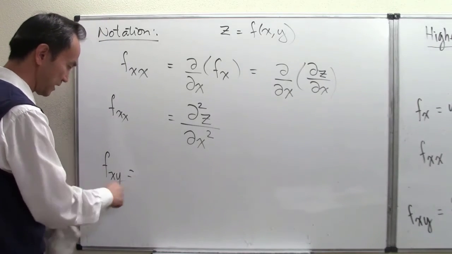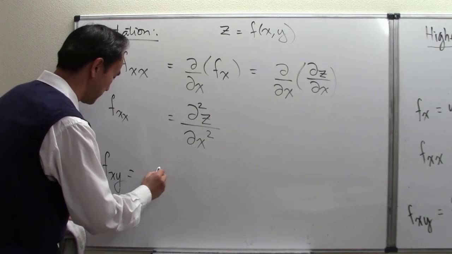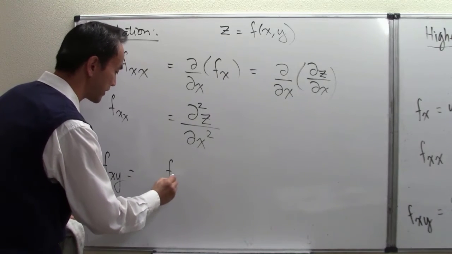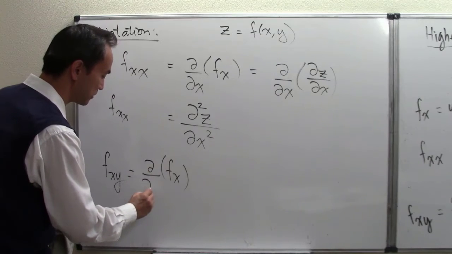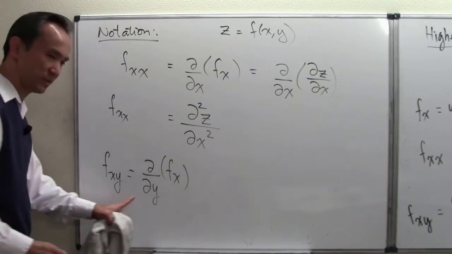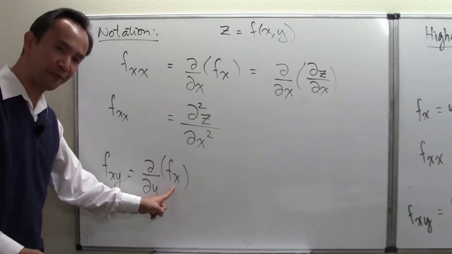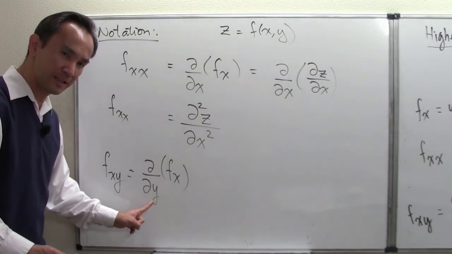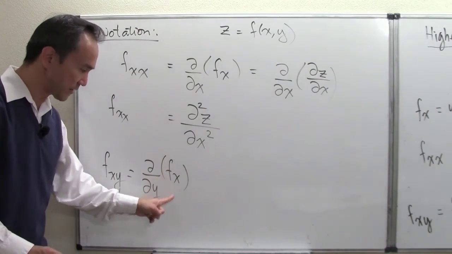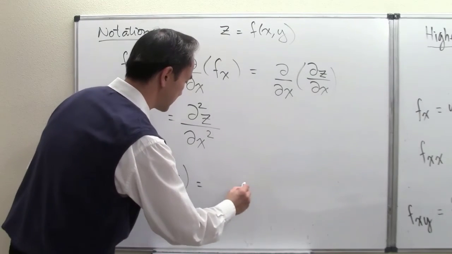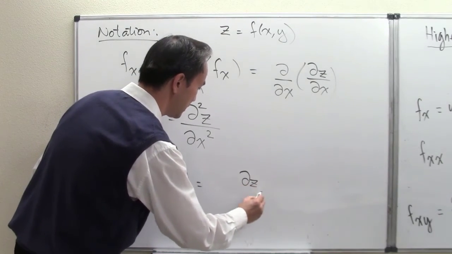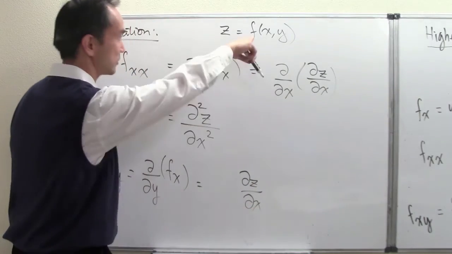Here f_xy means that from the first partial derivative with respect to x, we are going to find the second-order partial derivative with respect to y. So that's the order: the x has to come first and then the y. But the f sub x in Leibniz notation is dz/dx, just like that.